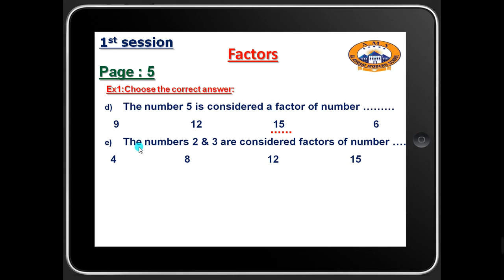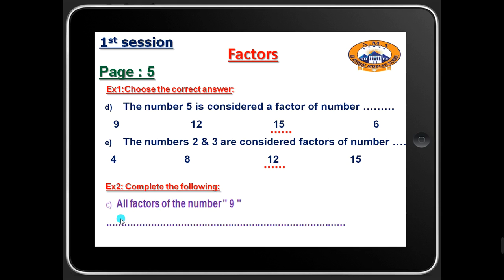Now, what about the numbers 2 and 3? They are considered factors of a number. So which of these numbers is divisible by 2 and 3 at the same time? Let's think about number 4. 4 is divisible by 2, but it's not divisible by 3. It's not in table 3. 8 is in table 2, but it's not in table 3. So 12, yes, it's in table 2 and 3, so 12 is the answer for this question.